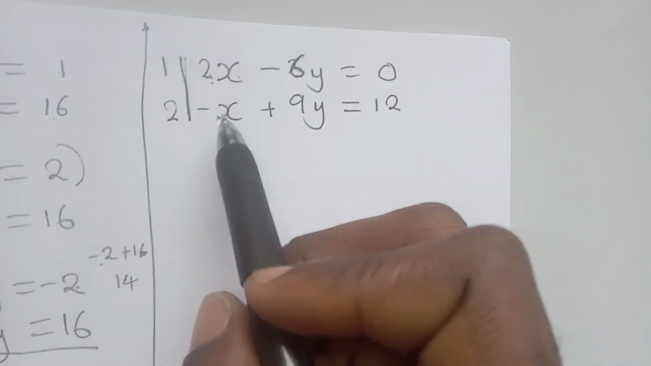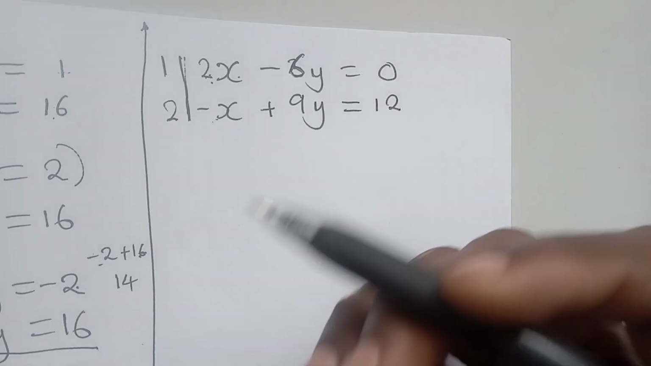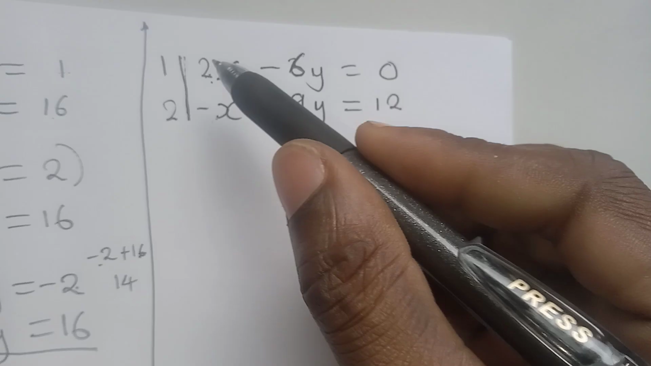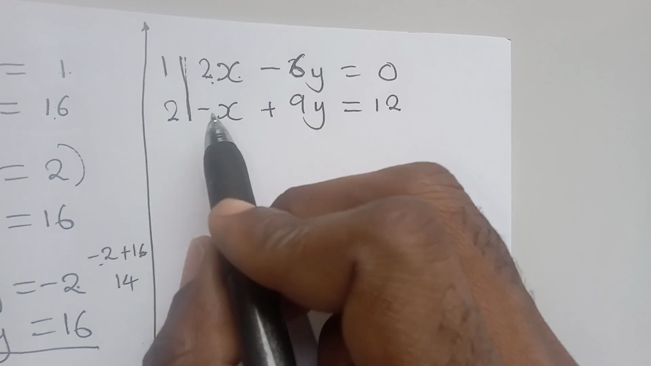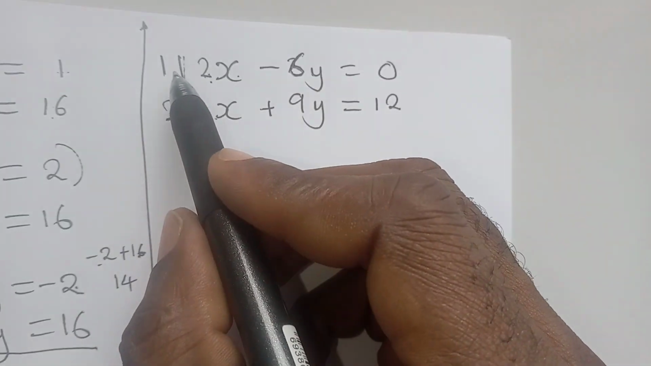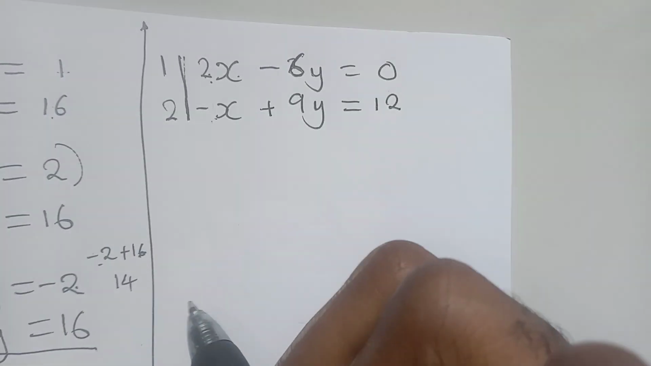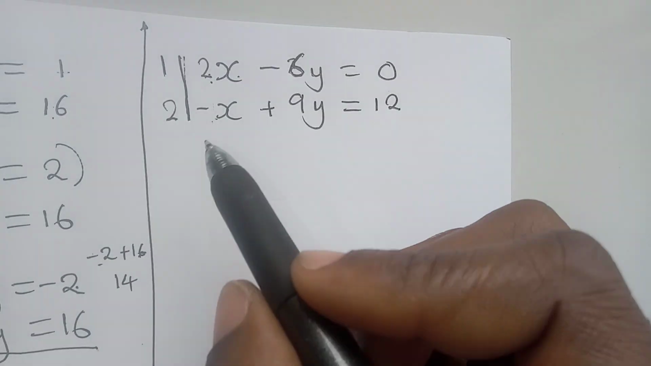If you want to include the negative sign, you can still do that, except that you have the same signs here, and then you will have to multiply one of the two equations by a negative number so that you have different signs. So for me, I'll ignore the negative sign and get 1 as the coefficient of x.